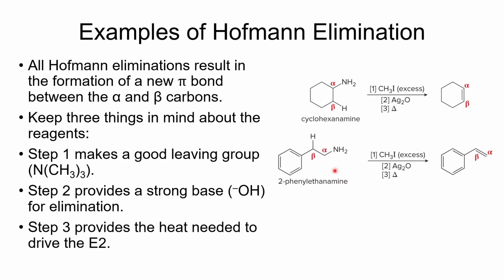Here, if we look at this other one, this is the 2-phenylethanamine, and we can do elimination on it to form styrene. I will tell you this is not the most efficient way to form styrene, but I'll explain why we do this kind of reaction to begin with. And it's not to form styrene, and it's not to form cyclohexene. It's to form things that you wouldn't form when doing a regular E2 elimination step.